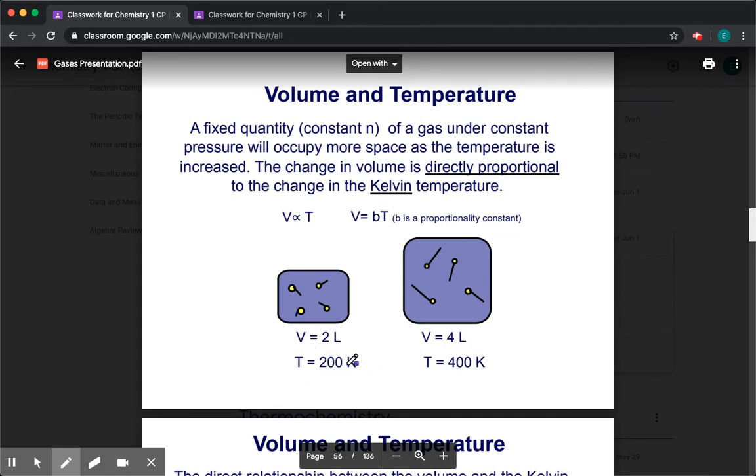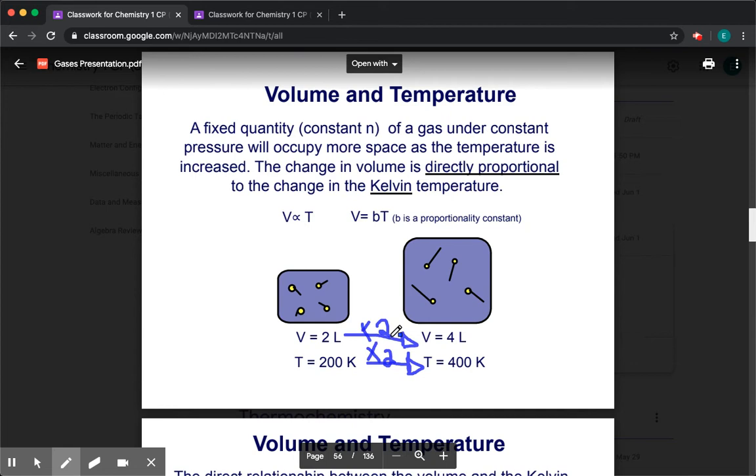Let's say we decide we're going to heat up the container. We're going to double the temperature, so now the temperature is 400 Kelvin. What happens to the volume? The volume also expands and goes up to double as well. So if you double the temperature, you also double the volume. Why does that happen? If you remember from the first day of gases, we talked about how the particles have kinetic energy and they're in constant motion.